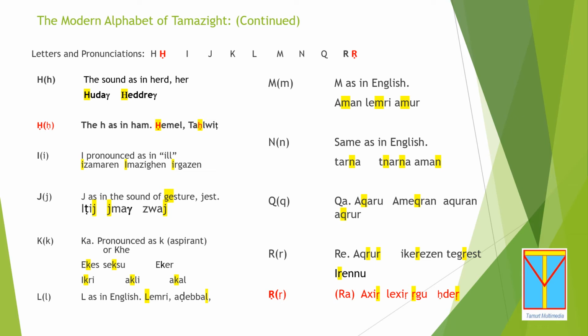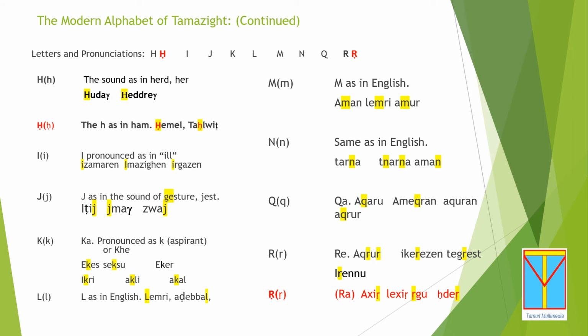The L as in English, lemri, adbal. The M as in English, aman, lemri, amur. The N is as in English, terna, tnerna, aman. The Q as in qa, aqarru, amqran, aquran, aqrur.